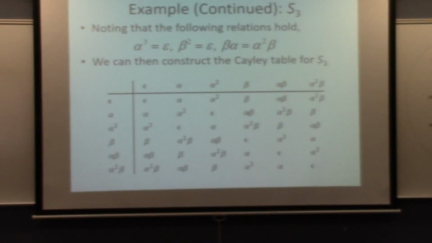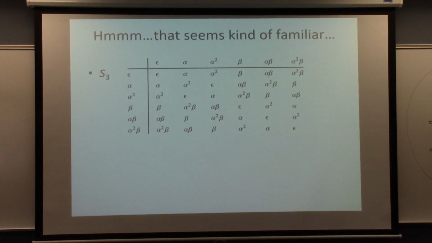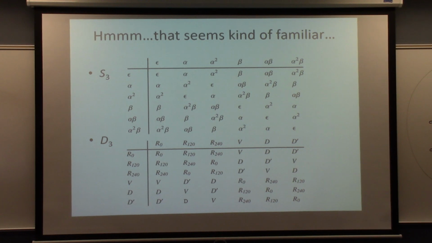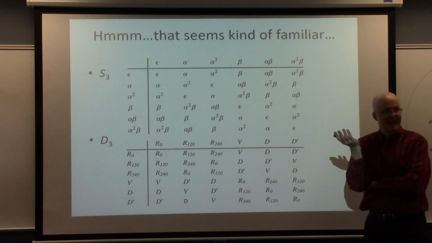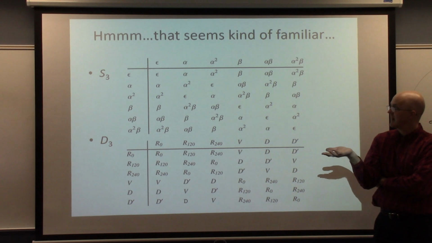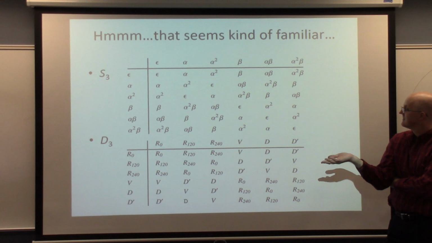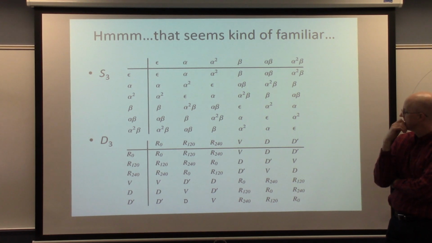But I kind of feel like in looking at that Cayley table that it kind of feels familiar. D3? They both have 6 elements. Though in general you think of Sn as having n factorial elements and Dn as having 2n elements, but 3 factorial and 2 times 3 are both 6. These have a similar kind of structure, don't they?